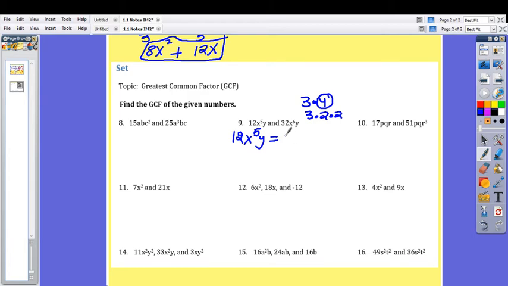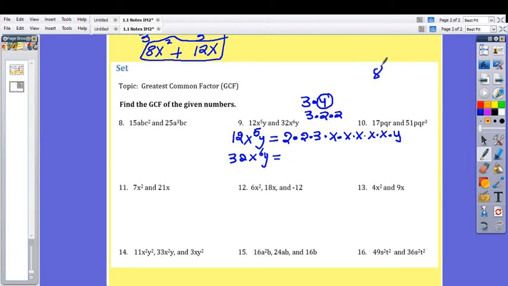So let's write that down. 2 times 2 times 3. So you factor out your 12. Same thing you do with these. So you do x times x times x, so 5 times. And then there is just one y, so y. Same thing let's do with 32x to the 6y.